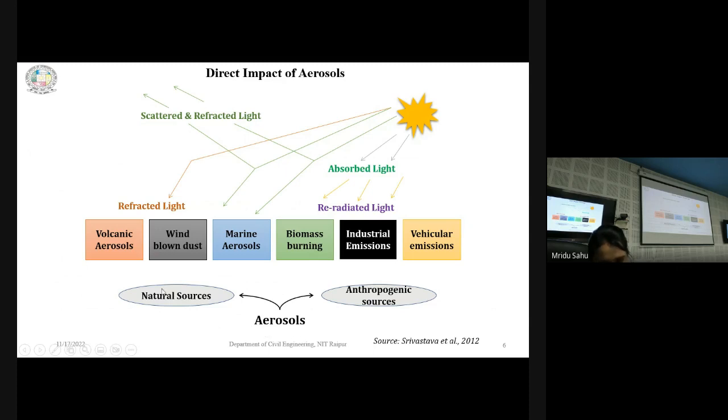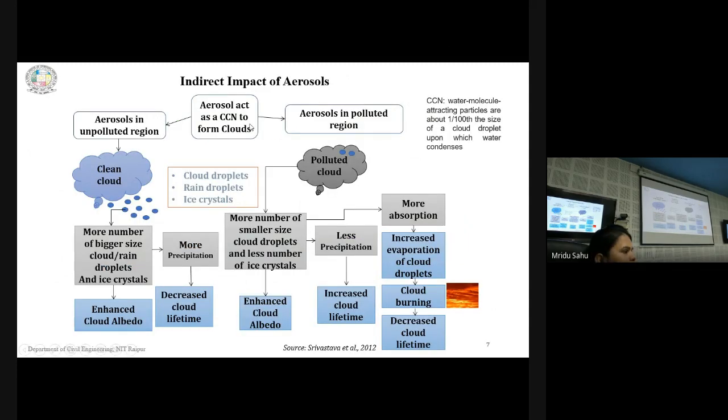Okay. Now, the direct impact of aerosol. Categorization of aerosol is simply into natural and anthropogenic sources. Anthropogenic sources means the sources for which human beings are responsible, like biomass burning, industrial emissions, and vehicular emission sources. And in case of refracted light, what it means: this is the image of the sun. The light coming from the sun is either absorbed by the particles or refracted by the particles. Under the category of natural sources, volcanic aerosols, wind-blown aerosols, and marine aerosols, this light is refracted back to space. It means it does not have that much impact, whereas anthropogenic aerosols have a tendency to absorb the light, which retains the light in the atmosphere for a longer period of time, causing changes in the temperature and in the radiative budget, which ultimately leads to heating or cooling of the atmosphere. Now, indirect impact of aerosol, what happens here?